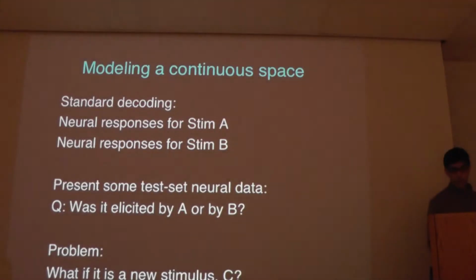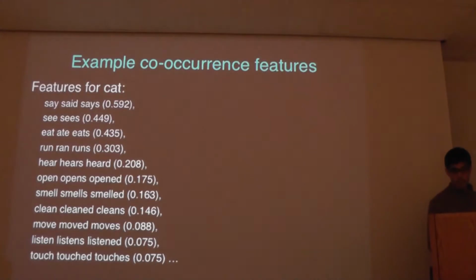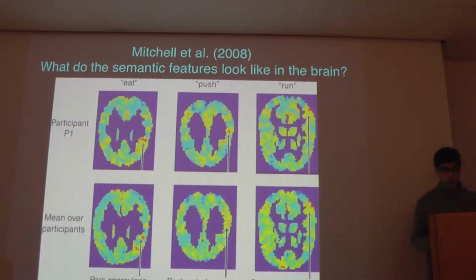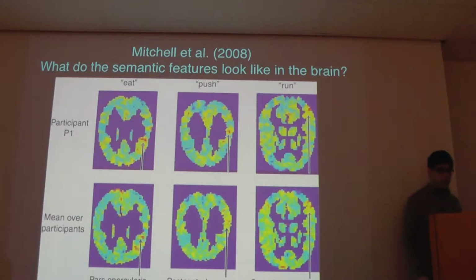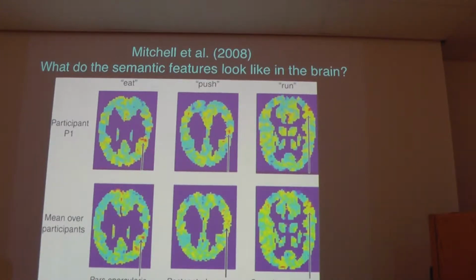So then you can say, okay, even though I never actually showed somebody the word eat or the word push or the word run, I can figure out what brain activation pattern I think would have corresponded to each of these different features.